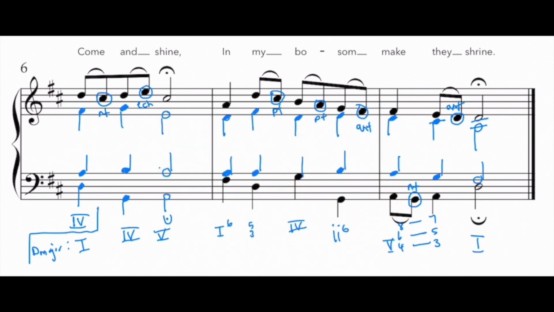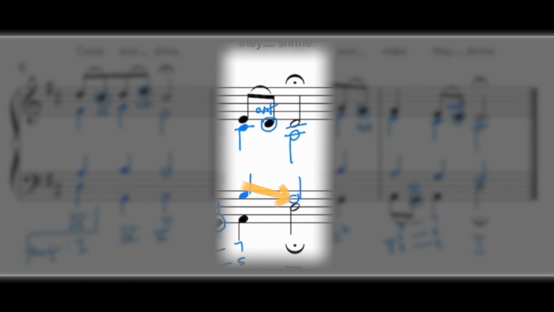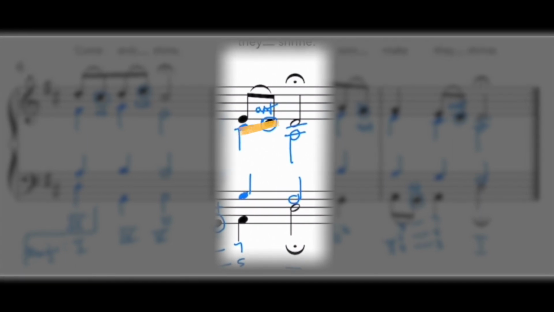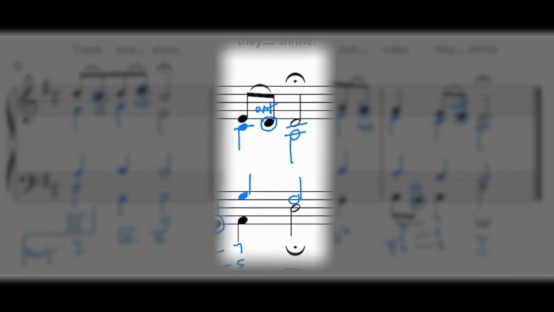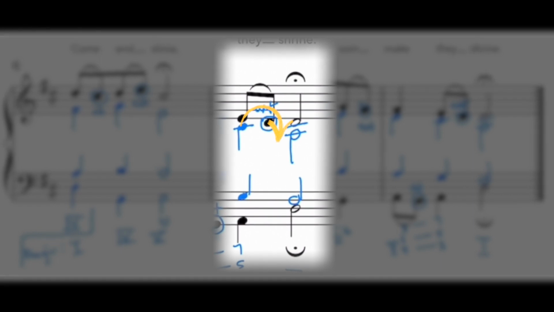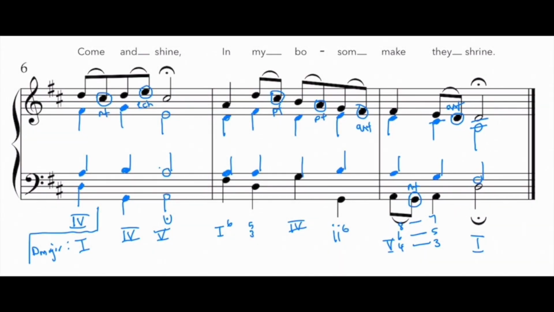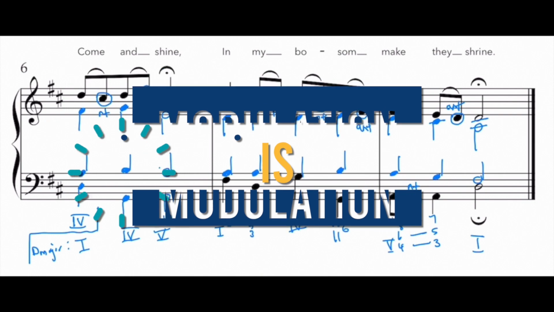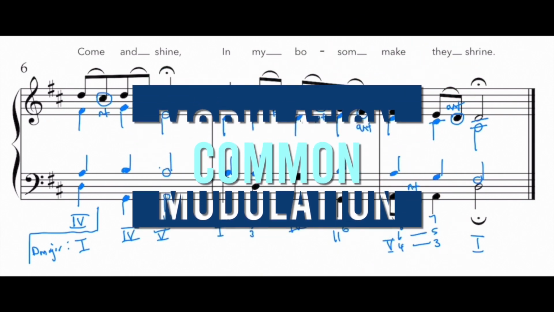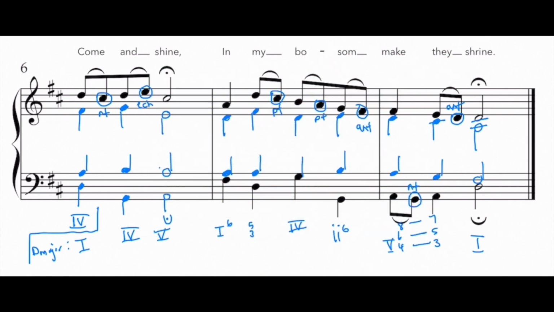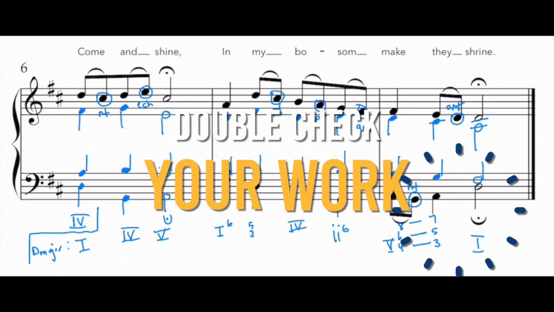A 7th of the chord should fall by step unless you're doing rising resolution, and a leading tone should rise to the tonic unless it's in an inner voice and drops a 3rd to the dominant note. 3. Modulation is very common. One of your phrases will most likely modulate, so look out for that. 4. Always double check your work.